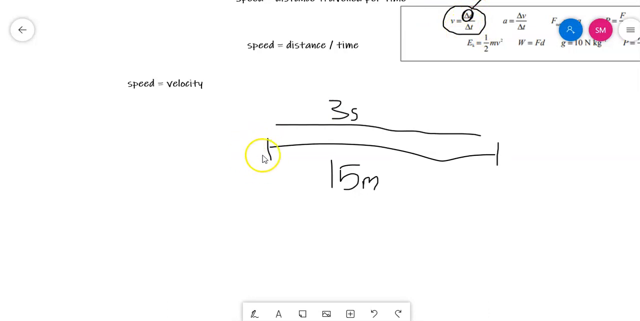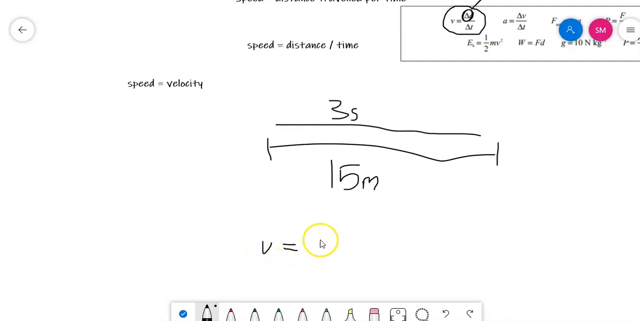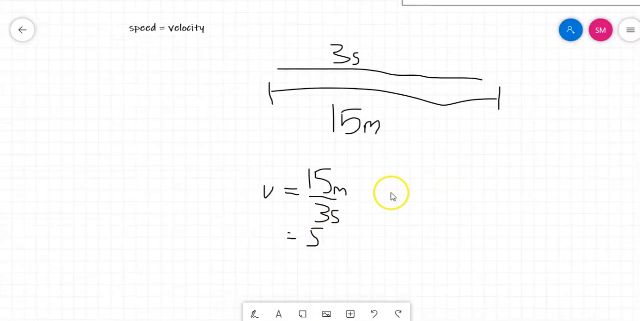So we've got 0 meters at the start, 15 at the end. So it's 15 meters in 3 seconds. So we go distance divided by time. So speed or velocity equals the distance, 15, divided by the time, which is 3. 15 divided by 3 is 5. So we get 5, and then remember we need to write the units.